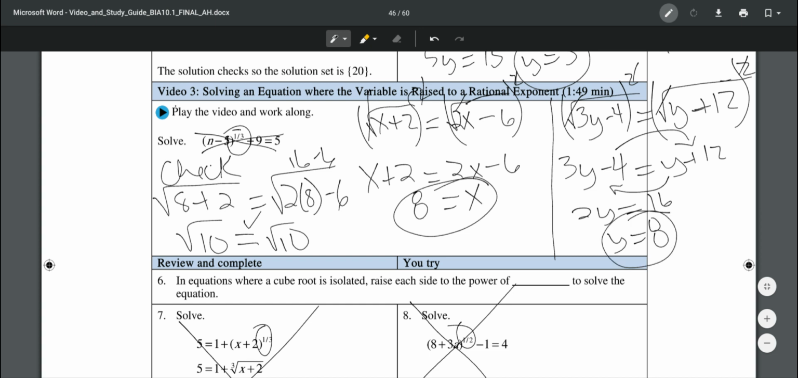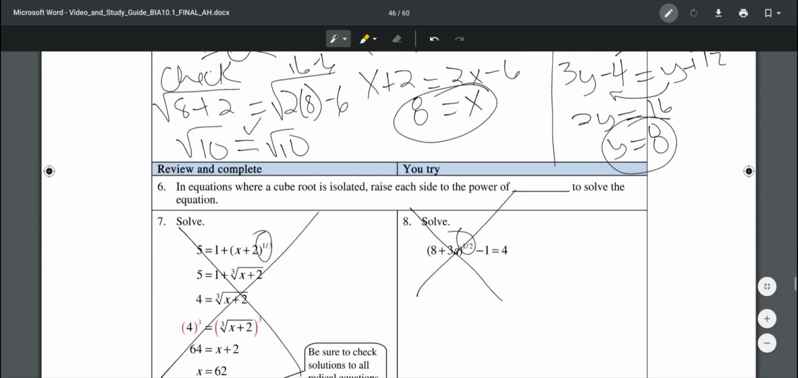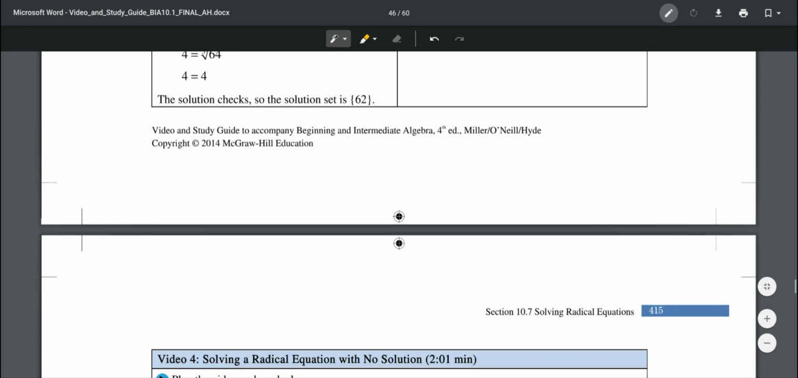As long as when you plug 8 in, you get the same answer on each side, that would be your final answer. What you don't want is to plug in 8, like 8 plus 12, if that had turned out to be a negative, which it doesn't. But if it does, you would have no real solution for this problem.